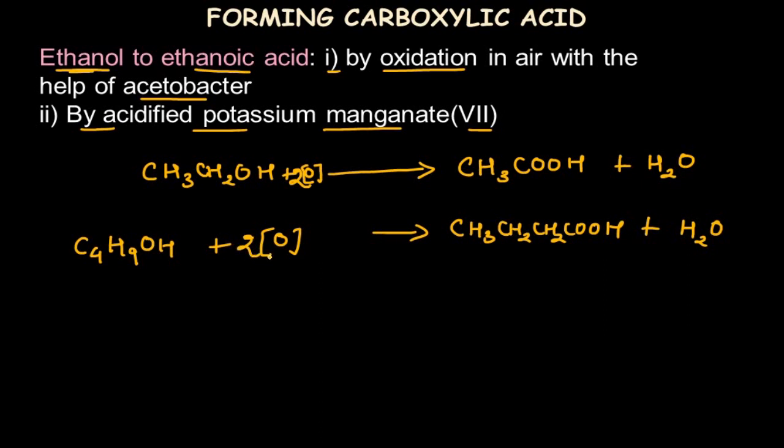So this is how you can make any carboxylic acid from its respective alcohol by reacting it with acidified potassium manganate. So you can write H plus over KMnO4, which is potassium manganate 7 in short, this way, because H plus indicates the acidification of potassium manganate, and this is how you can present the reaction with the catalyst.